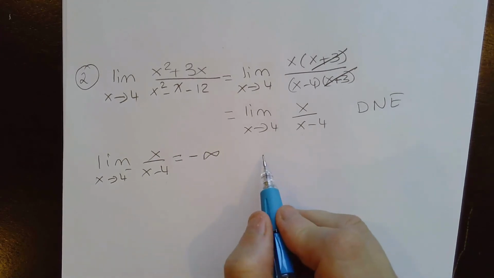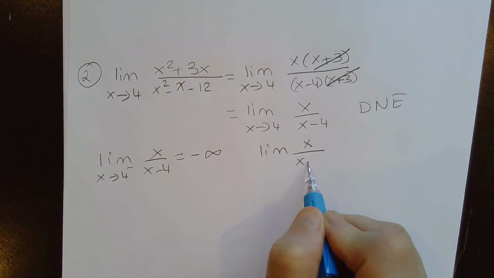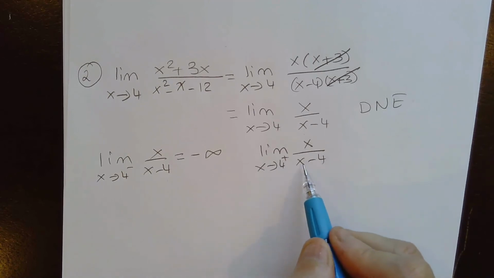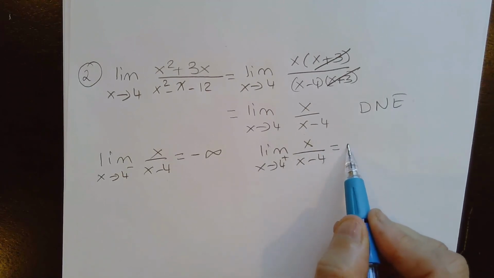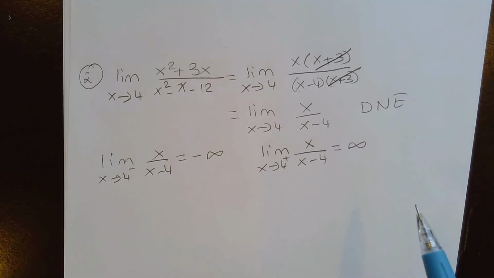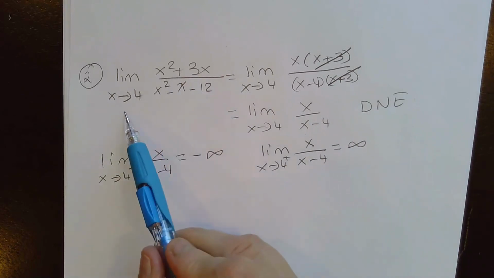And let's take a look at the limit of x over x minus 4 as x approaches 4 from the right. So this is going to be slightly larger than 4. So the denominator is positive, and the numerator is positive. So this limit is equal to infinity. So this is more proof to show you that the limit does not exist. The limit of x squared plus 3x over x squared minus x minus 12 as x approaches 4 does not exist.